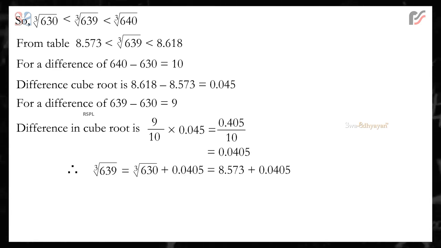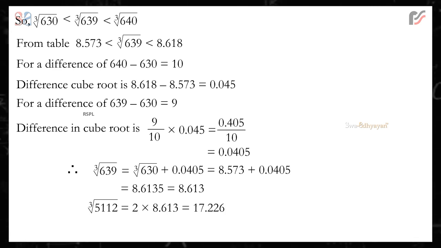which is equal to 0.0405. Therefore, cube root of 639 is equal to cube root of 630 plus 0.0405, which is equal to 8.573 plus 0.0405, which is equal to 8.6135, which is equal to 8.613. Cube root of 5112 is equal to 2 into 8.613, which is equal to 17.226.